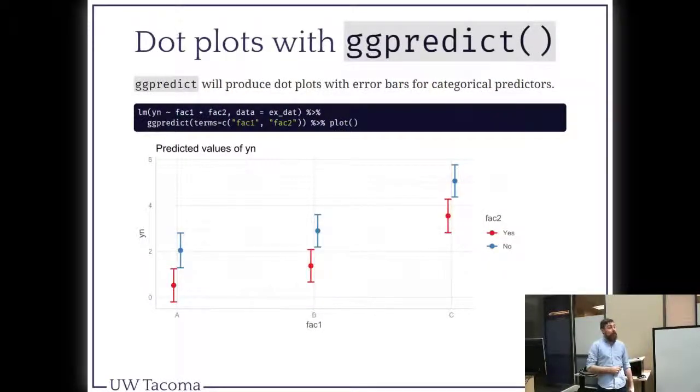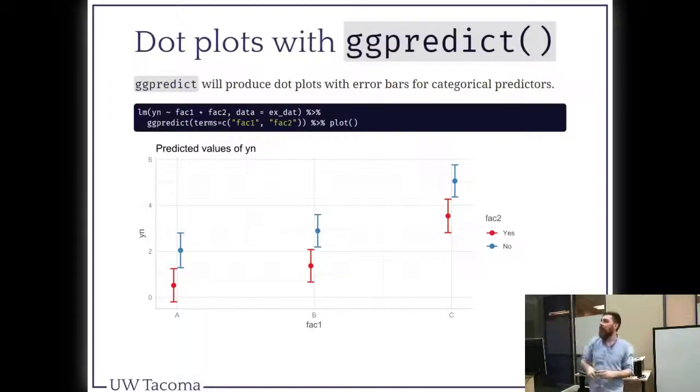It will also do dot plots. If you have categorical by categorical things, you can do dot plots. So in this case, I've said I have a linear model where y depends on two factors. I then say ggpredict factor 1, factor 2. It knows they're factor variables, so it doesn't make sense to do a continuous plot of it. It automatically converts it into a dot plot with confidence intervals.